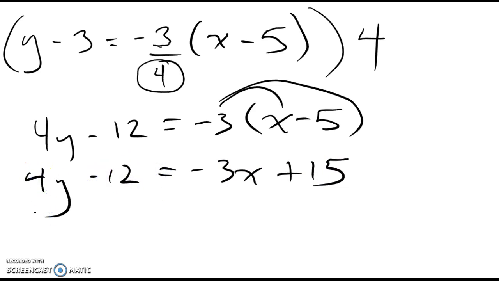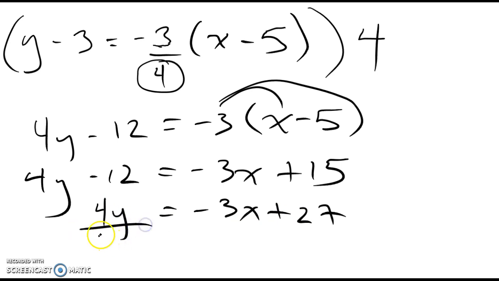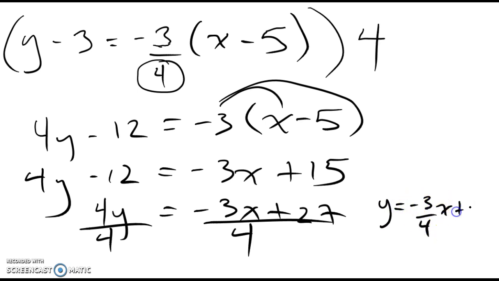And I think you know the routine at this point. We're going to add the 12 on both sides. We're going to get 27 over here. Negative 3x plus 27. And divide the 4 on both sides. And it's kind of an ugly fraction. Sorry about that, but let's work with it. So now we've got y is equal to negative 3/4 x plus 27 over 4. Now we have it in slope intercept form.